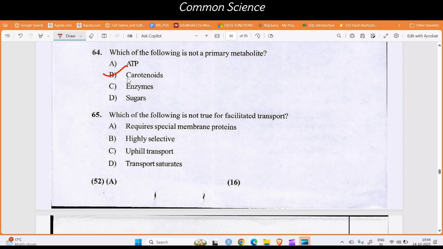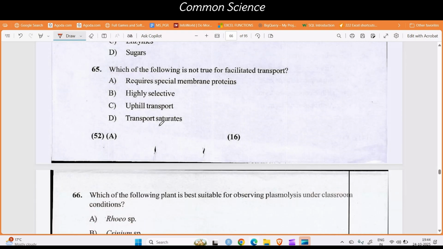They are accessory pigments. Which of the following is true for facilitated transport? Requires special membrane proteins. Yes. Facilitated transport or facilitated diffusion requires special membrane proteins. Yes. Highly selective. Yes. This is correct. Uphill transfer. No, this is not correct. So option C is the correct answer. Transport saturates. Yes. When all the binding sites of the transport protein are occupied, yes, at that time the transport saturates.